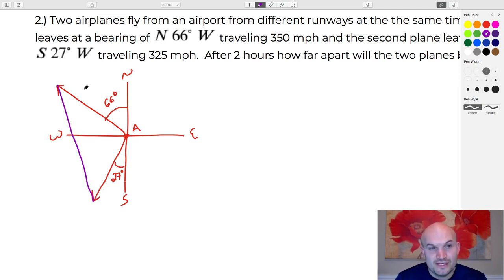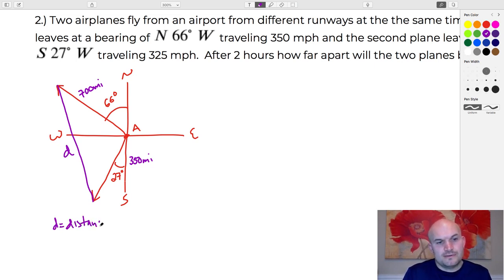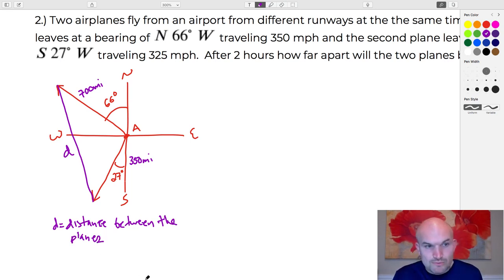The other thing is, do we have these distances? How far did this plane travel? Well, it's traveling 350 miles per hour, and if it traveled 350 miles per hour for 2 hours, that means it has traveled 700 miles. And this plane is traveling 325 miles per hour, and if it traveled for 2 hours, then it has traveled 650 miles. Okay. And then let's just call the distance between them D. So I'll say D equals the distance between the planes, since our variables weren't provided to us. So that is what we're going to solve for.